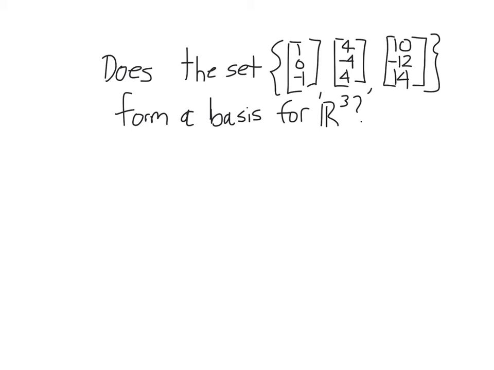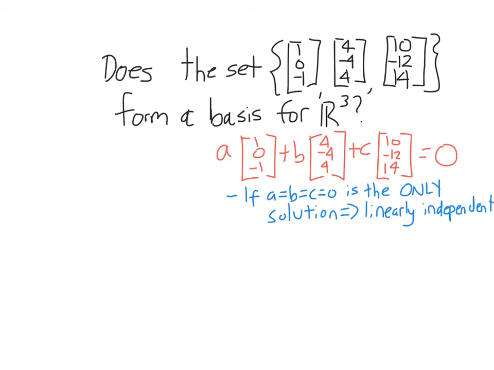So we don't know, can we write, something times this plus something times this to equal something times that? That's what we have to check. Now, we don't want to go through and check each vector individually and see whether or not it is linearly independent. Instead, what we can do is use this trick. So we can use this trick here to determine whether or not the set is linearly independent.